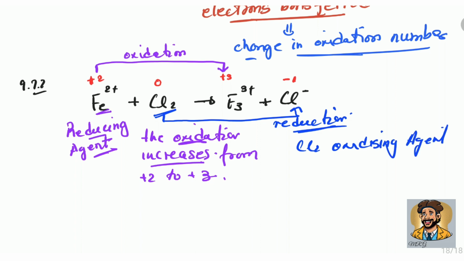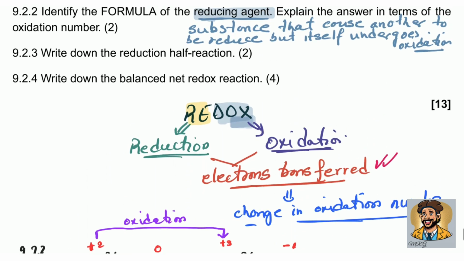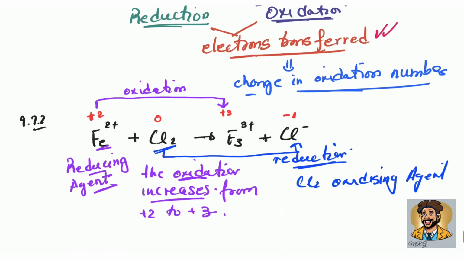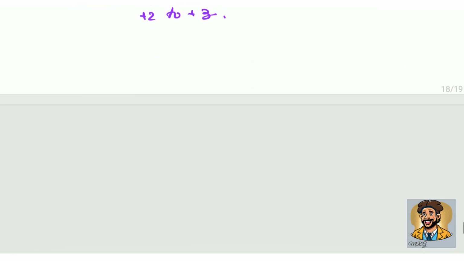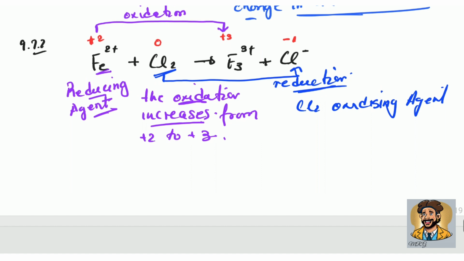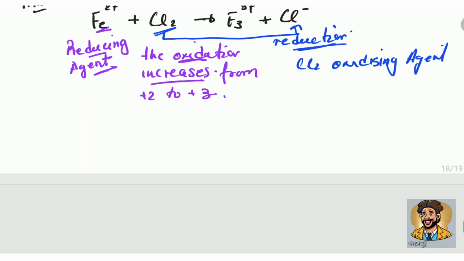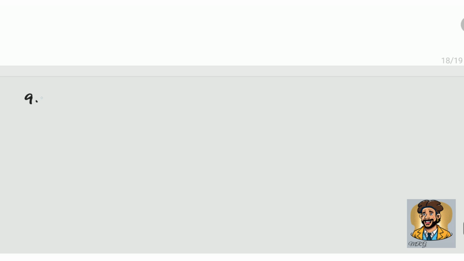The oxidizing agent. Guys, we are almost done. The next question here says write down the reduction half reaction. So we're going for reduction, and let's write this one. We need to write both of them in order for us to balance the equation. So let's do both of them, and therefore this is going to be questions 9.2.3 and 9.2.4, both of them. So let's write the half reaction for each of them.